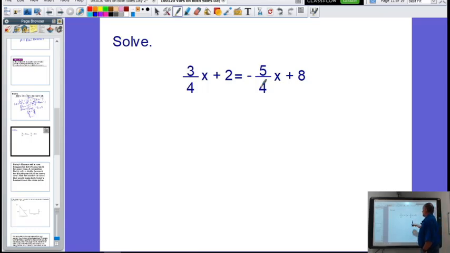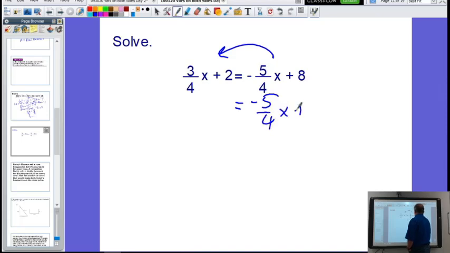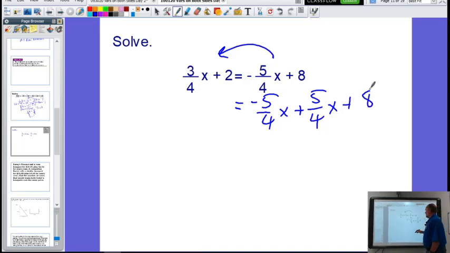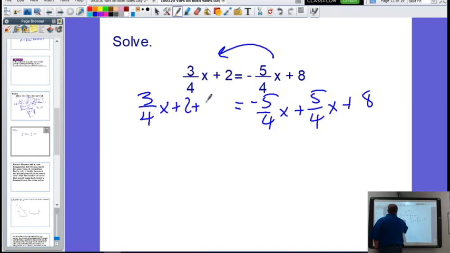Okay? I still need to move this x over to be with that x, and so I do so. And how do I do it? Just because it's a fraction doesn't mean it's any different. You still just add the opposite. So I start at the equal sign. Negative 5/4 x plus 5/4 x. That's still its opposite. And then plus 8. Then on the other side, I write 3/4 x plus 2 plus 5/4 x, which was the opposite that I added on the other side.